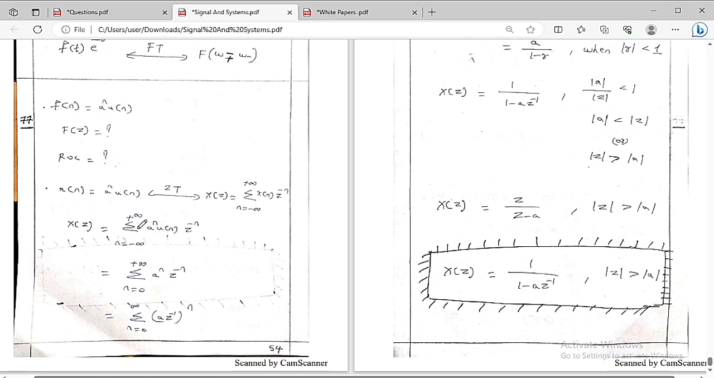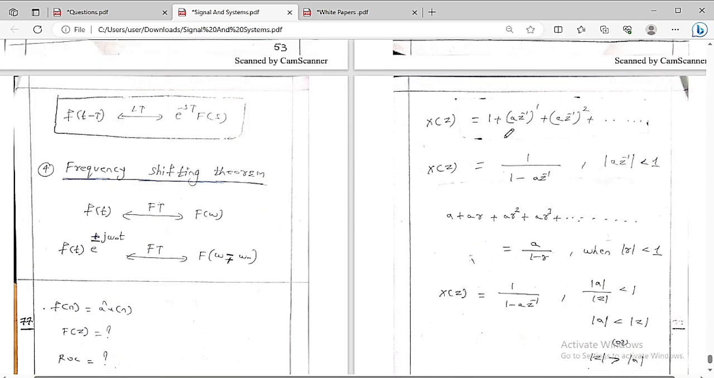So the sum starts from n is equal to 0 to infinity, and it is going to start with the term n is equal to 0. So sigma n is equal to 0 to infinity of a to the power of n into z to the power of minus n. So I will take n as a common power, so sigma n is equal to 0 to infinity of a into z to the power of minus 1, to the power of n. If you substitute the values, from n is equal to 0, 1 like that, we are going to get 1 plus a z to the power of minus 1, plus a z to the power of minus 1 whole square, and so on, an infinite number of terms.